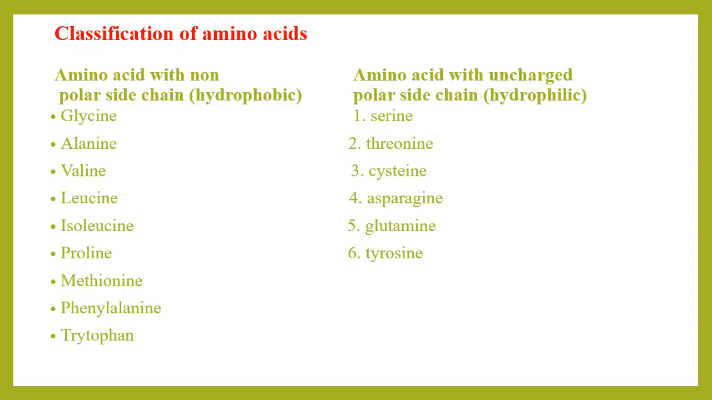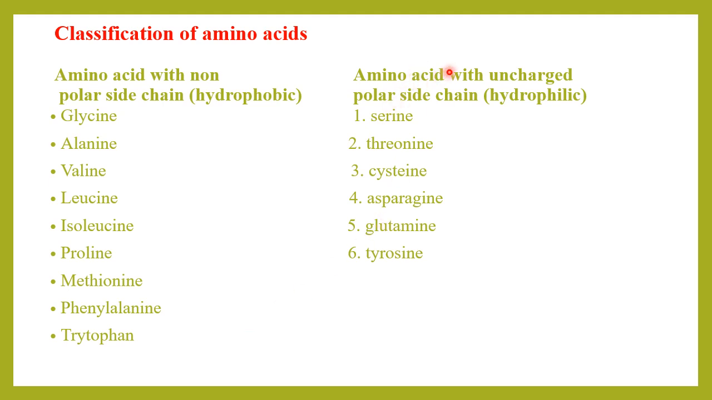So here is the classification of amino acids. Amino acids are classified based on the side chain. Amino acids with non-polar side chains are hydrophobic. By the word itself, it says water hating. Hydro means water and phobic means hating. So these are water-hating amino acids. These are glycine, alanine, valine, leucine, isoleucine, proline, methionine, phenylalanine, and tryptophan.